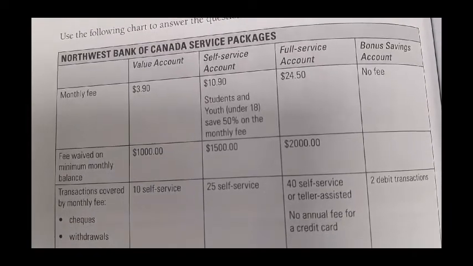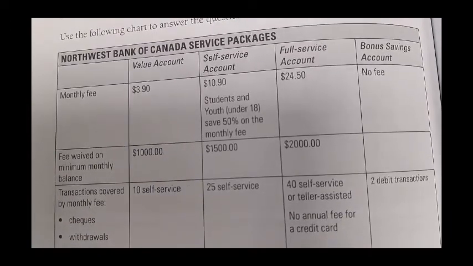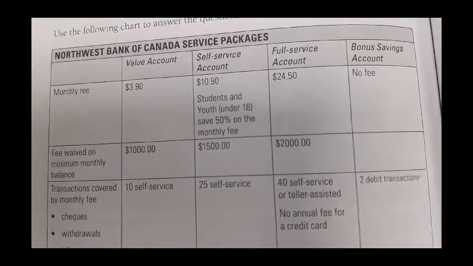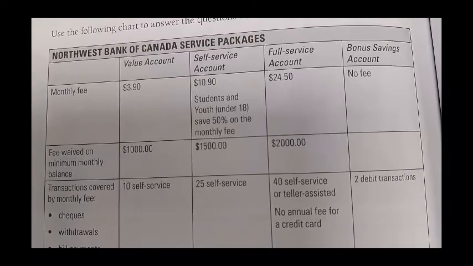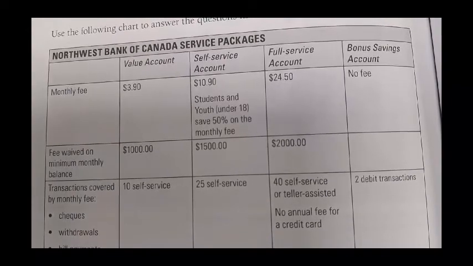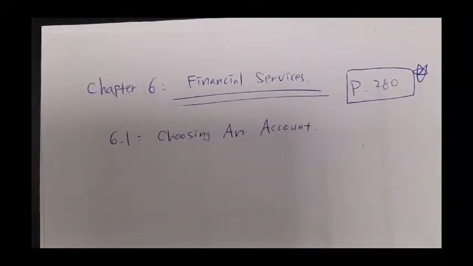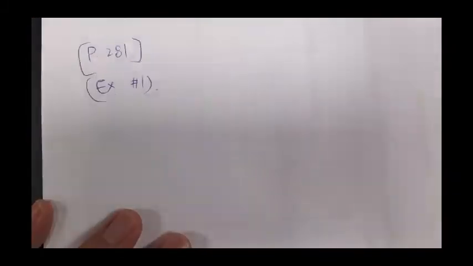So we're going to use this example. Of course, it's a dated example. Financial ups and downs are really hard to predict, especially with this COVID-19 situation. So have that in your mind. Page 281. You have example number 1. We're going to do this together.